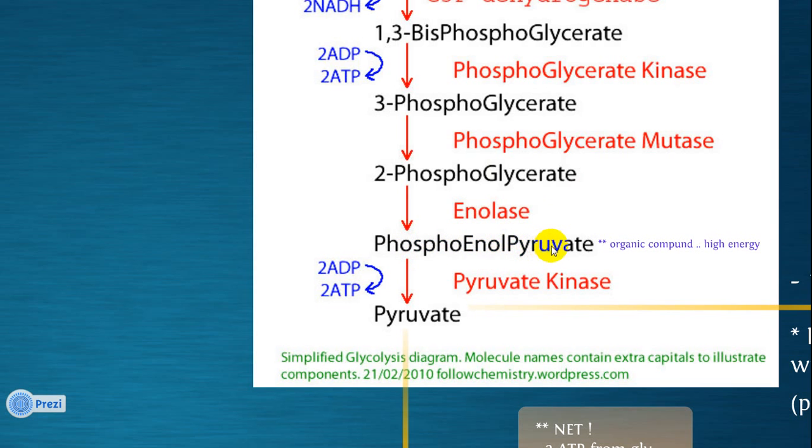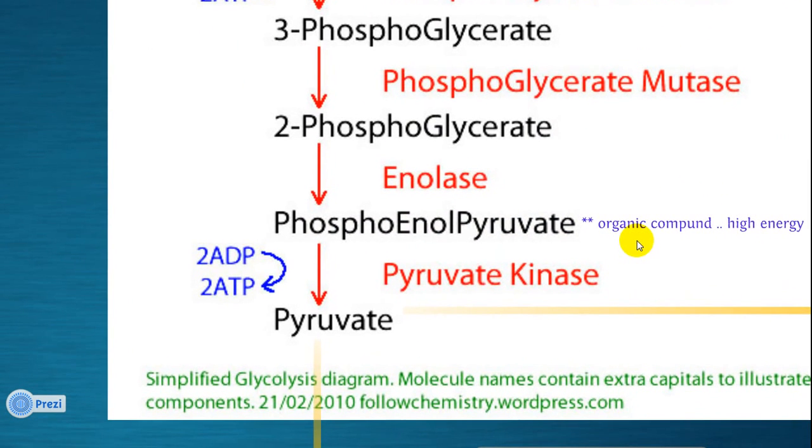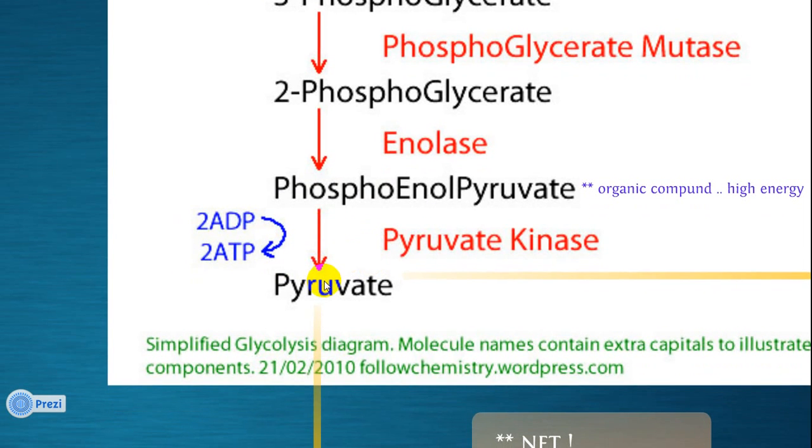The phosphoenolpyruvate is an organic compound with high energy. It can produce ATP by giving away its phosphate group. What is the enzyme type that can transfer a phosphate group? It's the kinase. So we will have an enzyme called pyruvate kinase. Okay, so it will take the phosphate group from this compound and give it to the ADP, and we will have the second 2 ATP. And the final end that we have reached is the pyruvate.